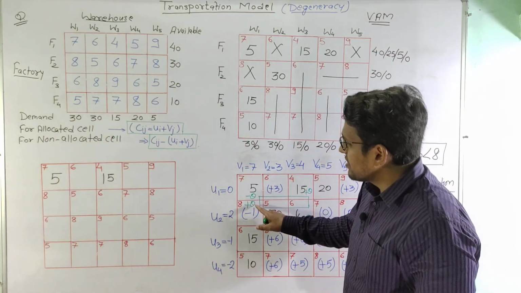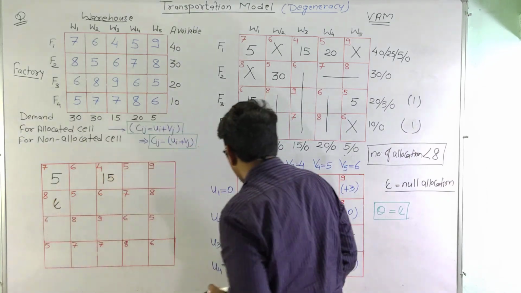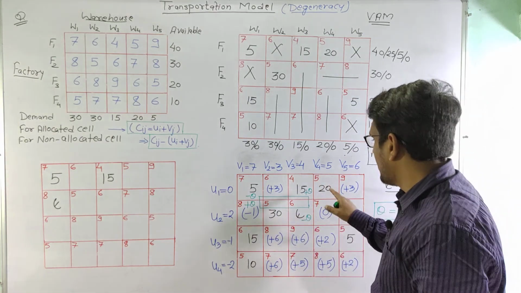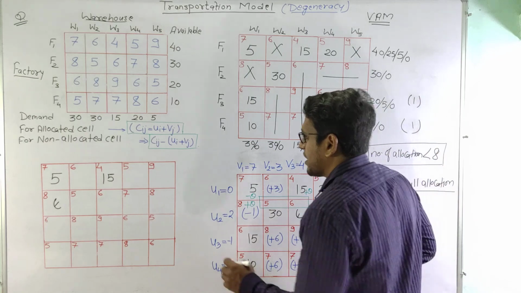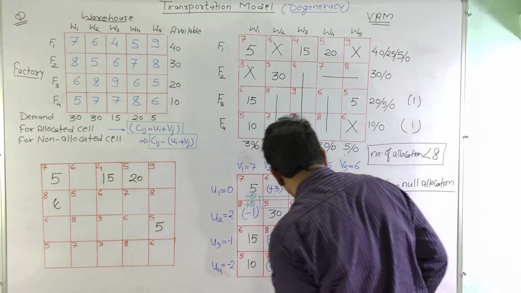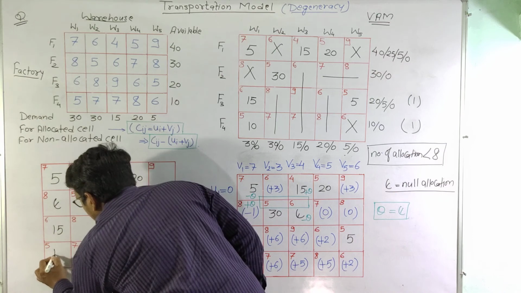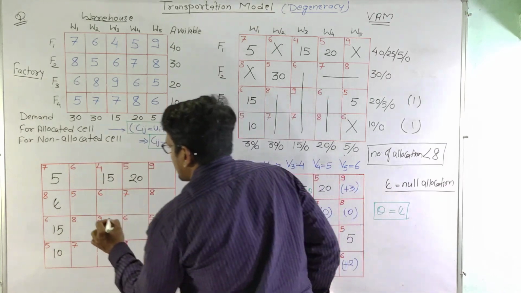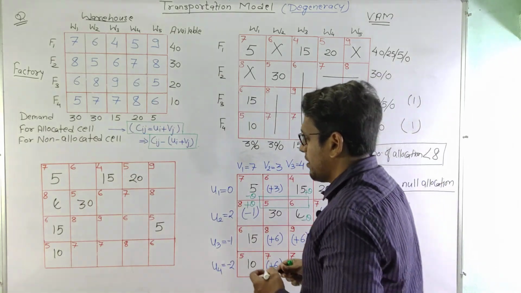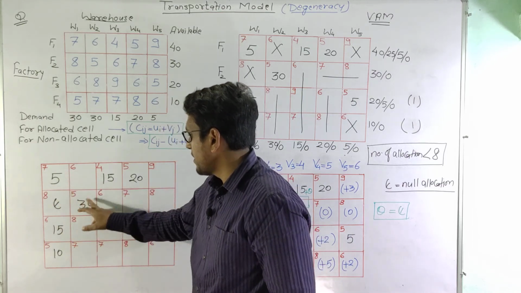And here plus theta, that means plus epsilon is here. Epsilon is here. And now the remaining allocations have not changed, so I am writing them. This will be 20, this is 5, this is 15, this is 10, and this is 13. So we have 8 allocations here, 1 2 3 4 5 6 7 8.